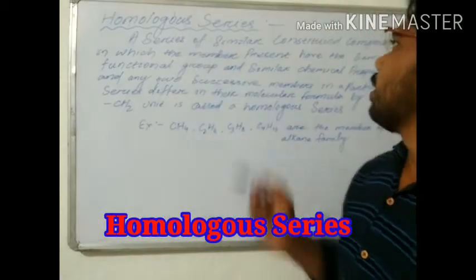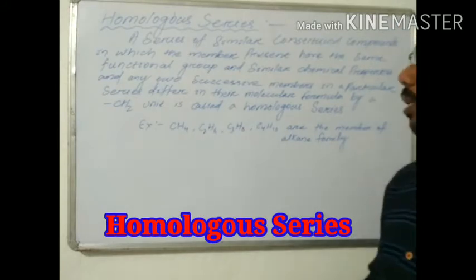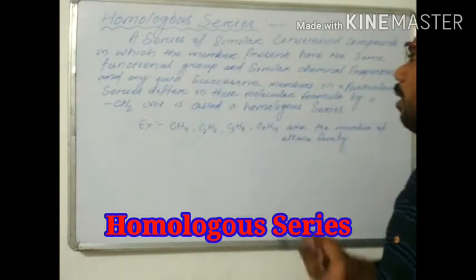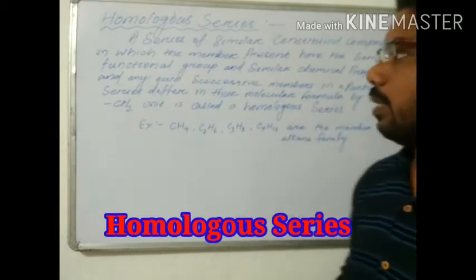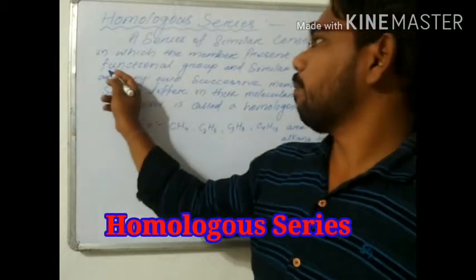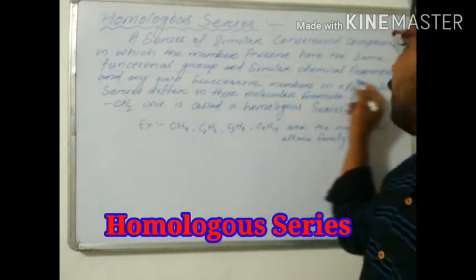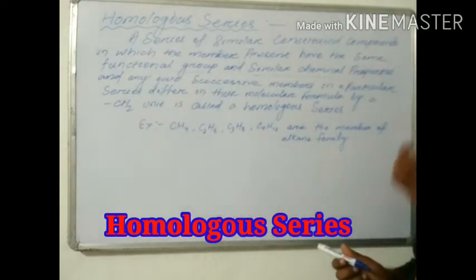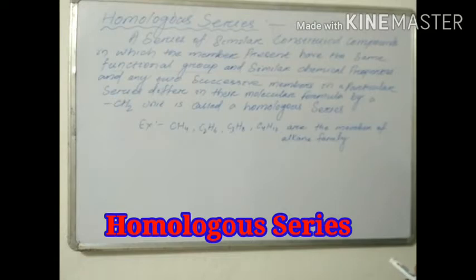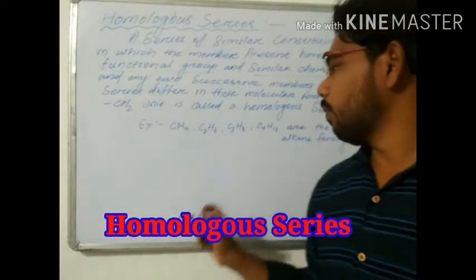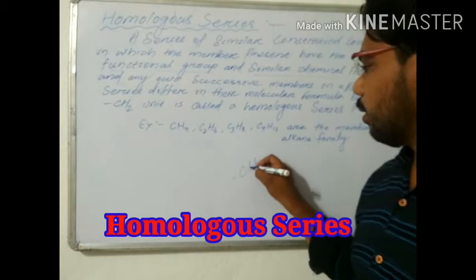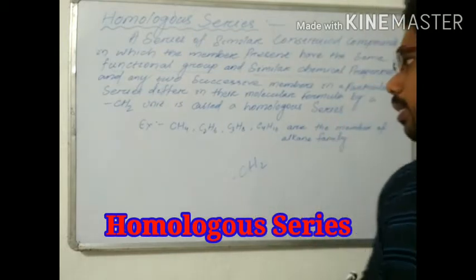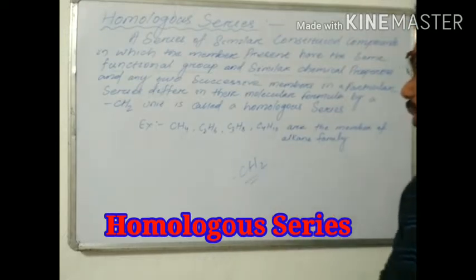A homologous series is a series of similarly constituted compounds in which the members present have the same functional group and similar chemical properties. These are the two things we have to remember: the same functional group and similar chemical properties. And any two successive members in a particular series differ in their molecular formula by a CH2 unit. This means one compound to the next compound of the series differs by a CH2 group.